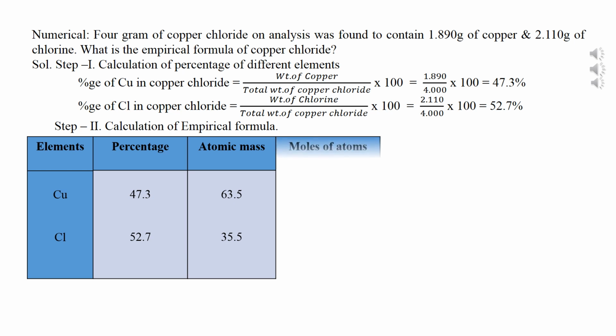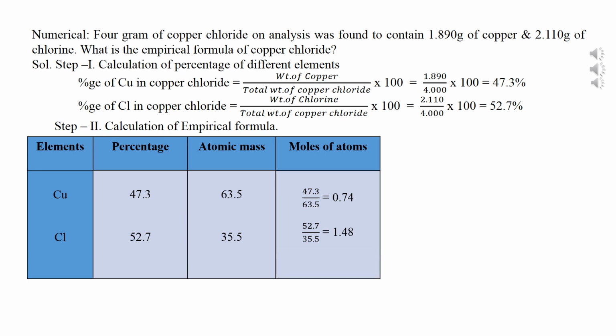So our next step is to find out the moles of atoms, which we can easily find out by dividing the percentage by atomic mass of each element. So in case of copper, it comes out to be 47.3 divided by 63.5, it is equal to 0.74, and in case of chlorine, 52.7 divided by 35.5, it is equal to 1.48.